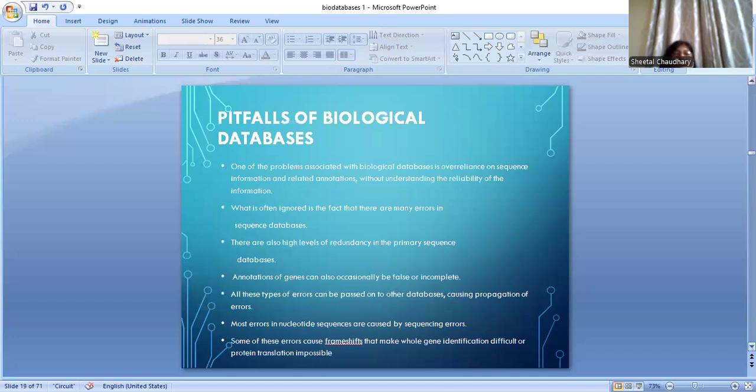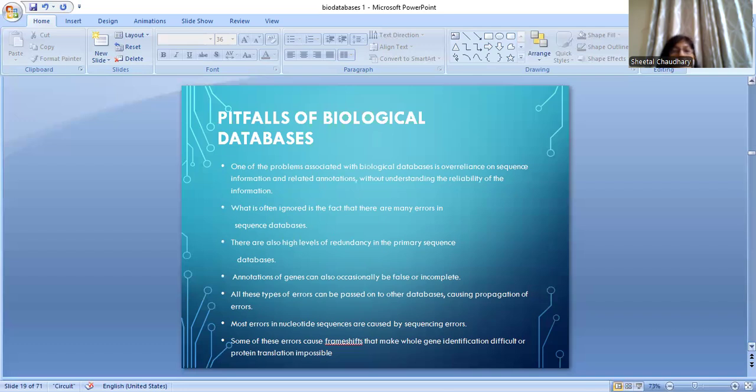There are certain pitfalls of biological databases. One of the problems associated with biological databases is over-reliance on sequence information and related annotations without understanding the reliability of the information. What is often ignored is the fact that there are many errors in sequence databases.